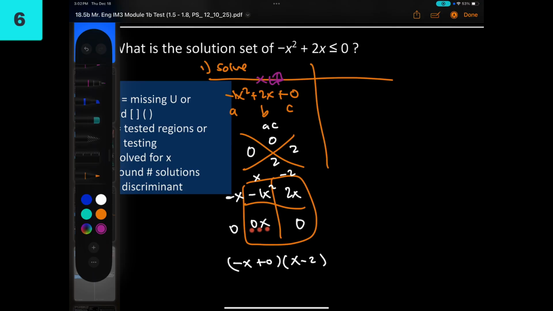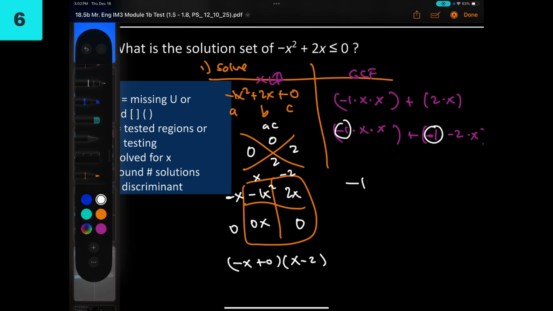This next method is just taking the GCF. So -1 times x, and 2x is just 2 and x. Okay, so how do you get a -1? Well, you can do this, right? Can't you do -1 times -2, to show that they have a negative 1 and they also have an x. So then the only thing that's left is x minus 2.